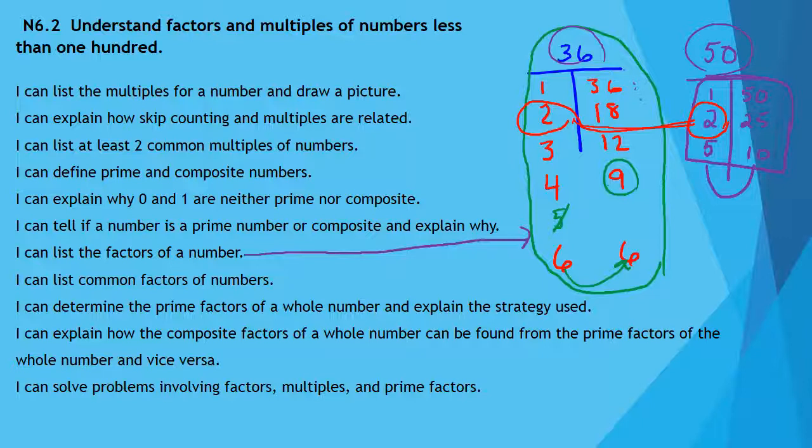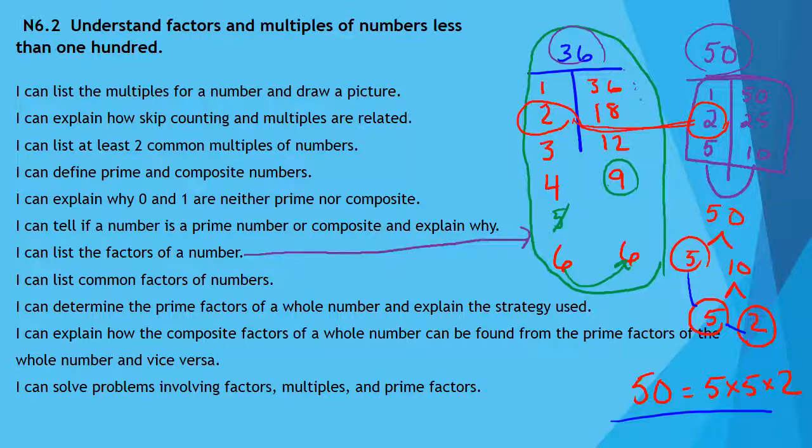Determine the prime factors of a whole number and explain the strategy used. My favorite way to list prime factors is with the factor tree, because if we took a number like 50, we can say that, well, that's 5 times 10, but this breaks down into 5 and 2. We circle all our primes, and then we can say that 50 is equal to 5 times 5 times 2. We can take all those little primes and connect them together, multiply them, and we've expressed 50 as a product of prime numbers. So there's the prime factors.